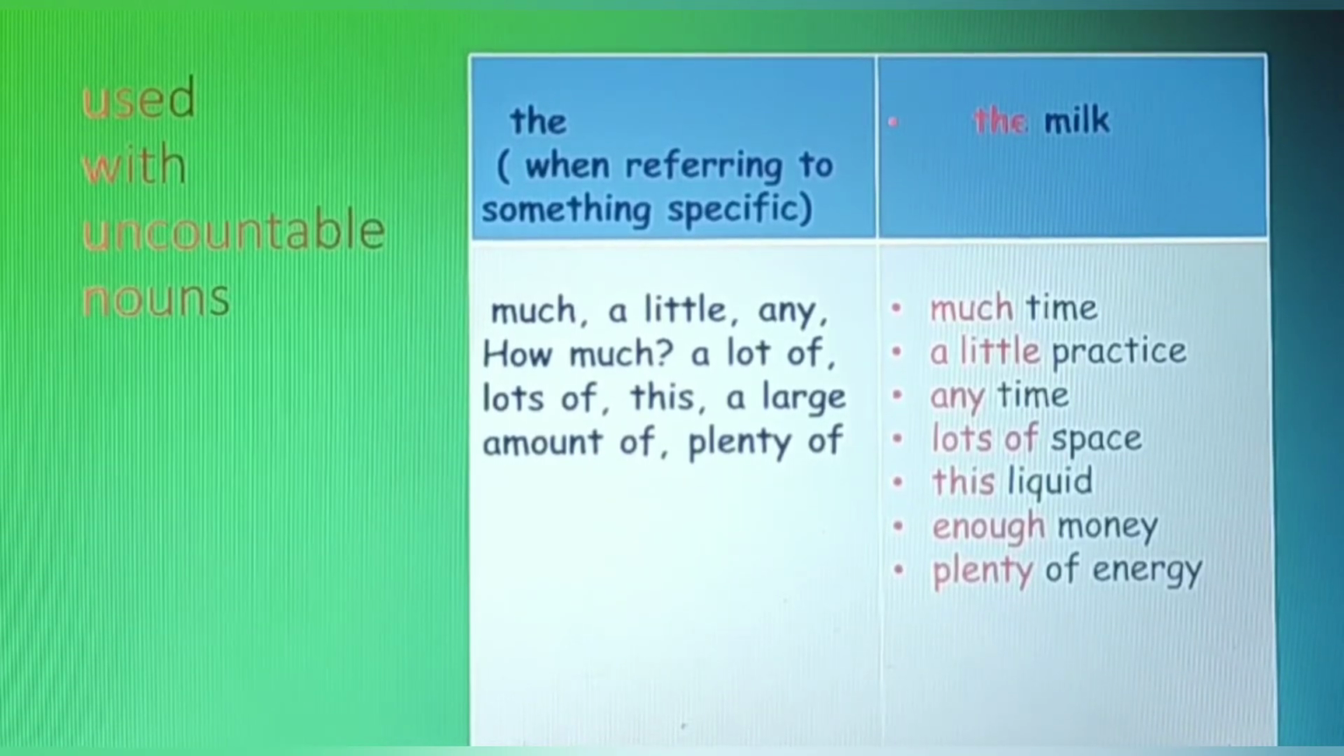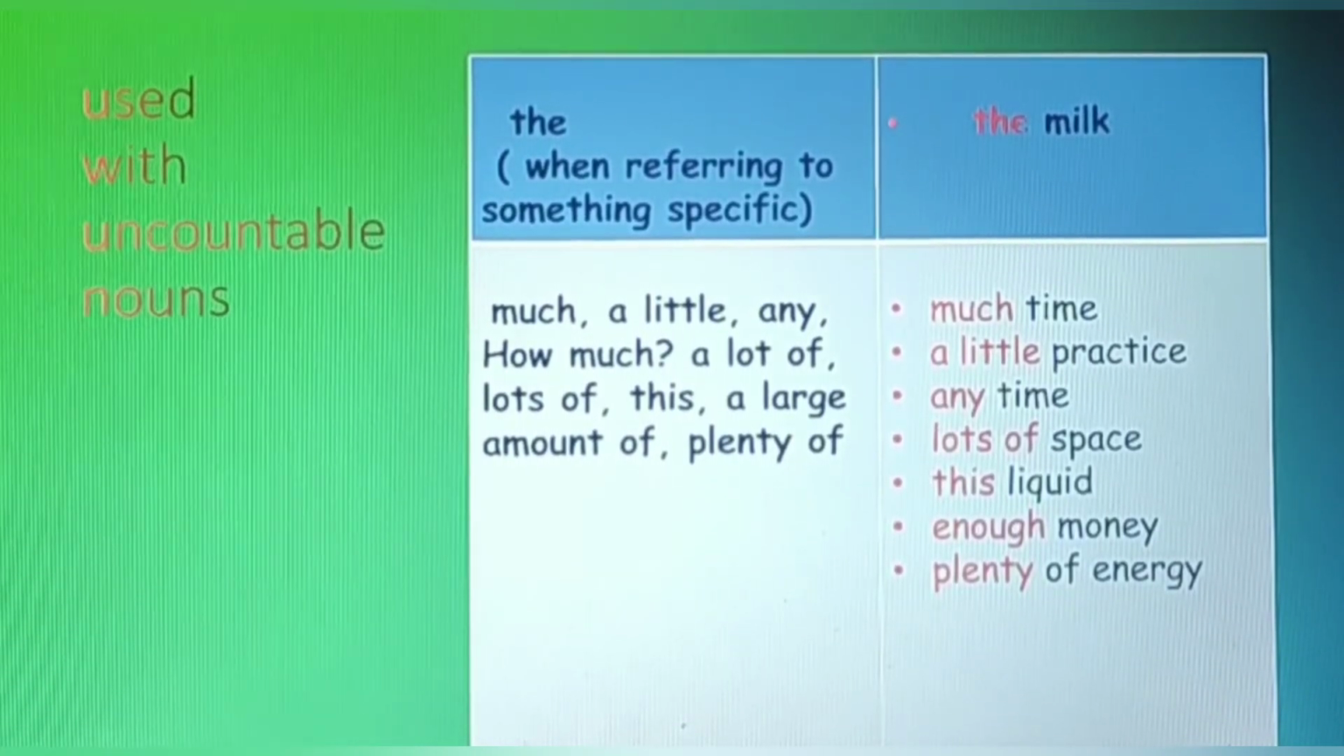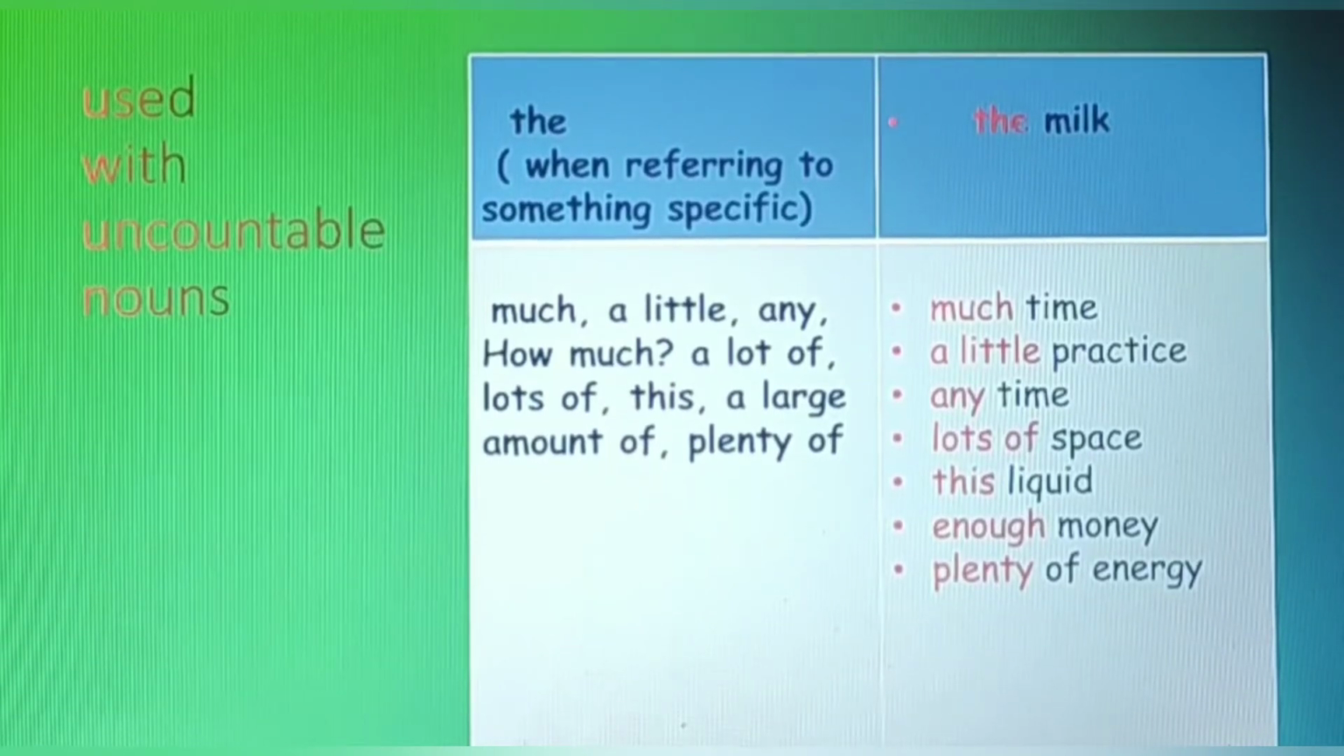So even though it is uncountable, I'm using the before it because I am being specific here that I want the particular milk or the specific milk that is there in your hand. Okay, I want the milk which is there in your hand. So I don't want a milk that is in the refrigerator, for example, but I want the same milk which is in your hand, right?